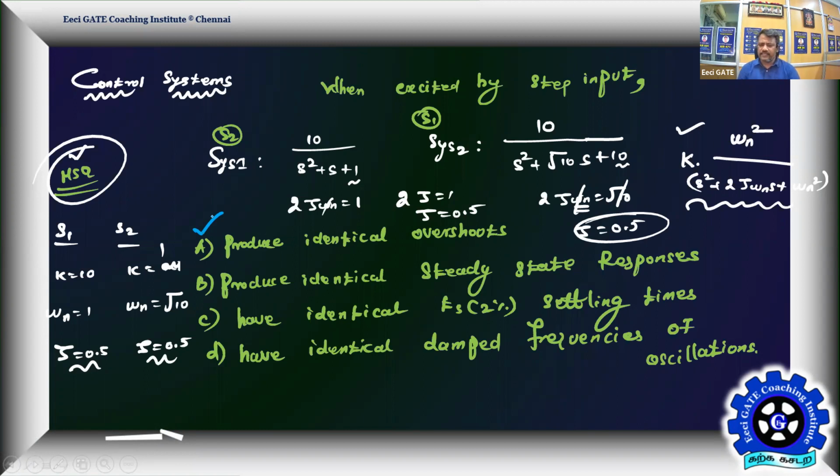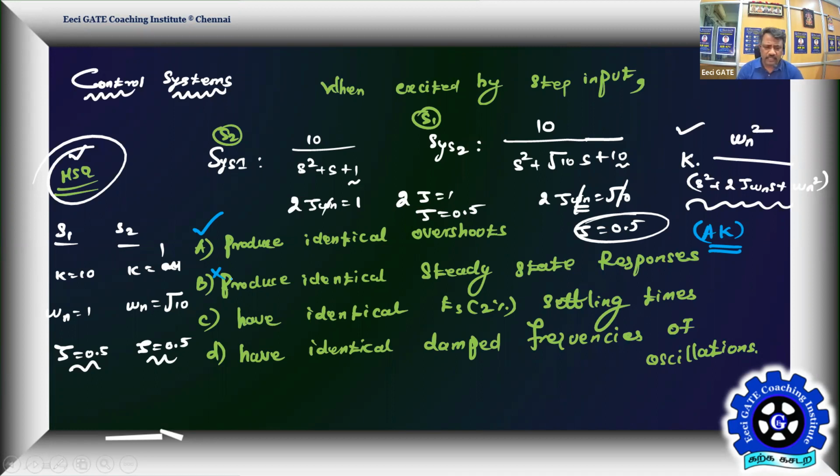Then what about the second: produce identical steady state responses? The steady state output response will be A times K, where A is the step size, which is 1 in this case, and K is the sensitivity of the system. System 1 has K equal to 10 and system 2 has K equal to 1, so they will definitely settle at different final values. So steady state responses are not identical, and this is wrong.